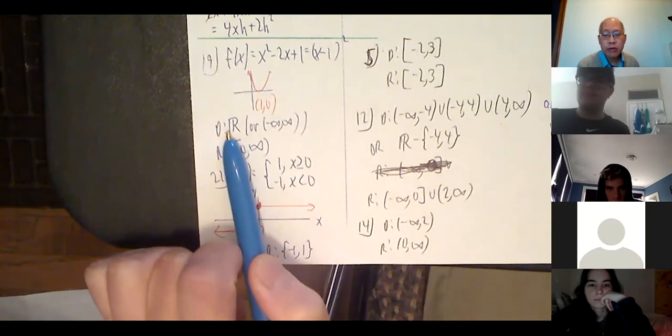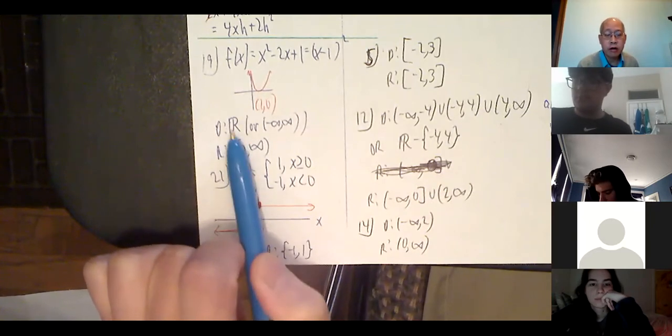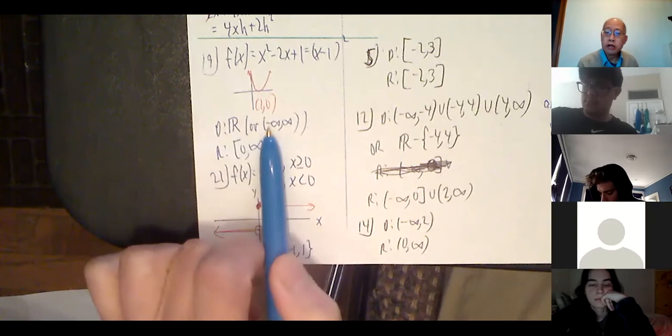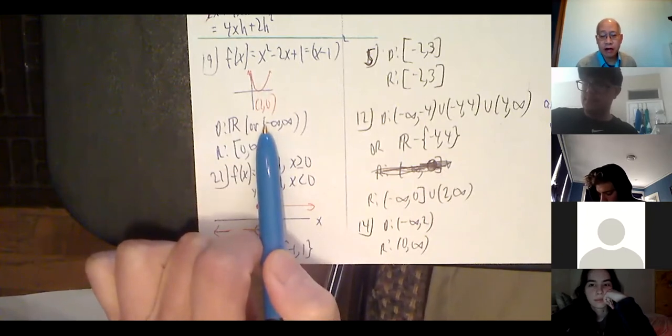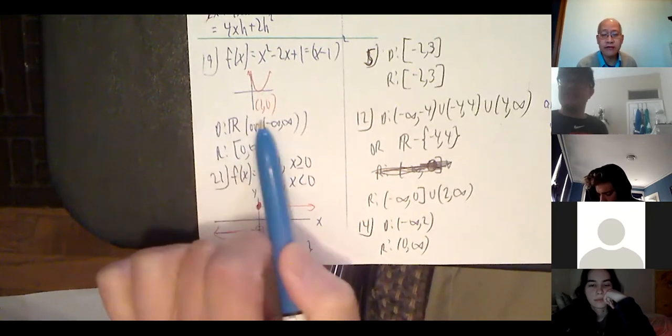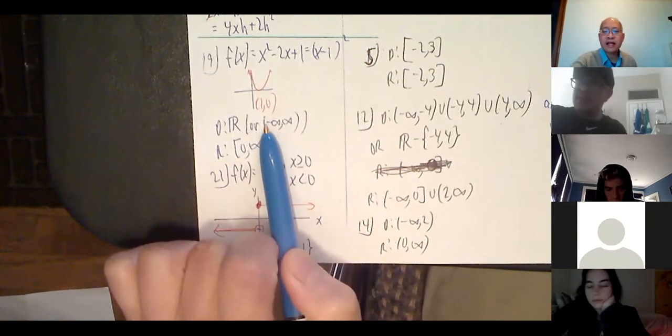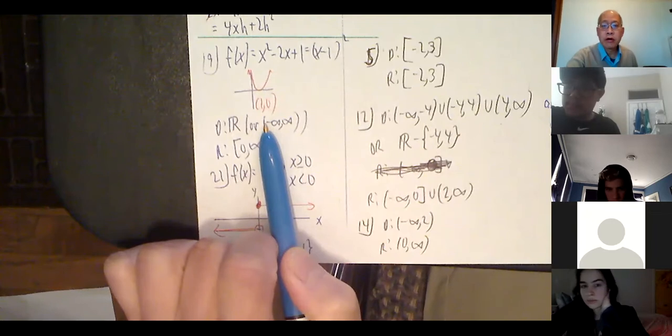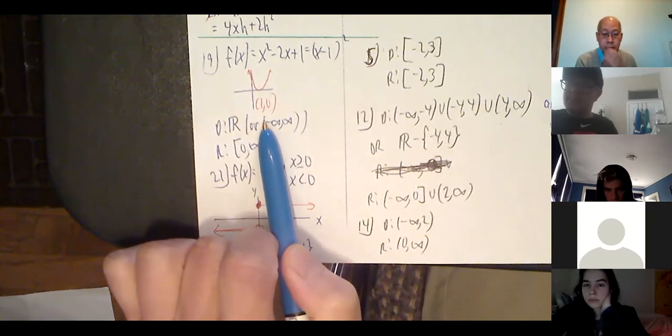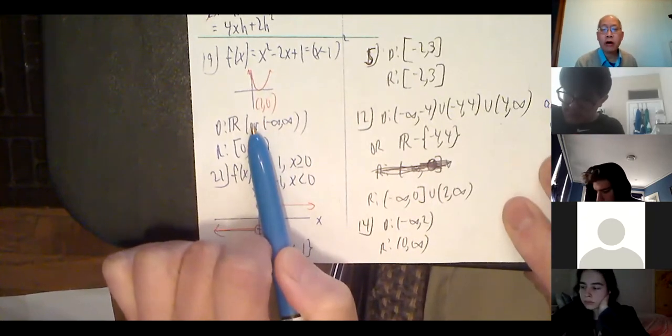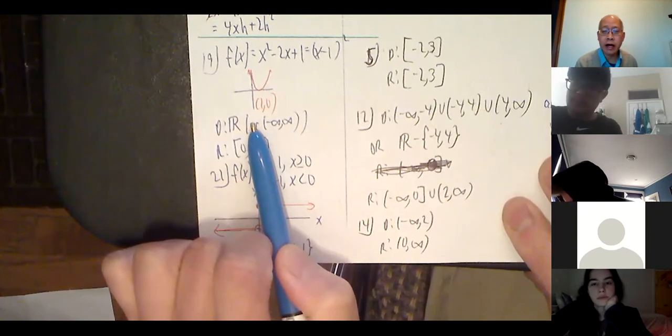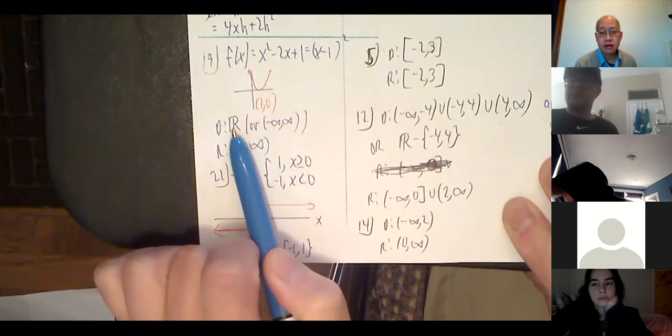To me, the easiest way to write all real numbers is the funny looking script R. You could also say negative infinity to infinity, right? Because on a number line, you're going all the way to the left and all the way to the right. So if you ever see negative infinity to infinity like that, that's the same thing. That's still all real numbers. I guess you could also literally write out all real numbers, but this is a little bit easier in my opinion.